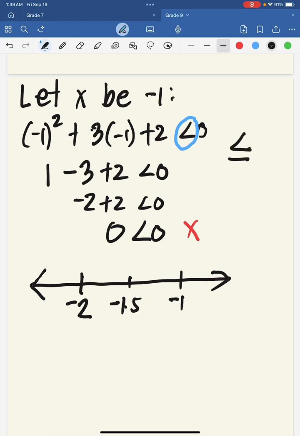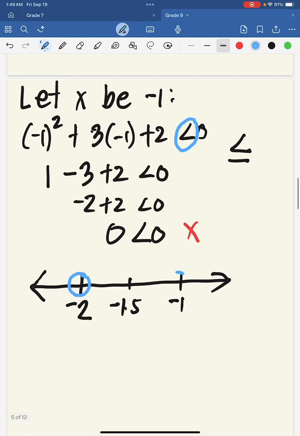Now, you can see here that it is just less than, so if we illustrate it on the number line, it would look like this. You could encircle it, but it is empty. It is not shaded. So you do it like this.